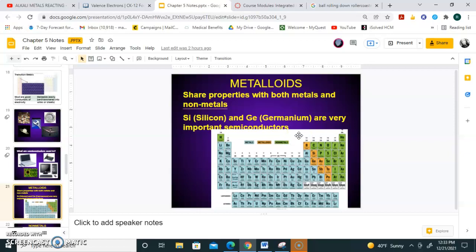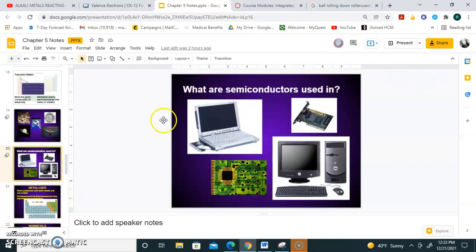For example, as far as being conductors of heat and electricity, how conductive they are depends on the temperature they're at. So they're called semiconductors. Silicon and germanium are two very good examples of that right here on the periodic table. They tend to become better conductors as their temperature increases. And here are some examples of these semiconductors. What are they used in? In a lot of circuit boards, as you see here, a lot of computer technology.